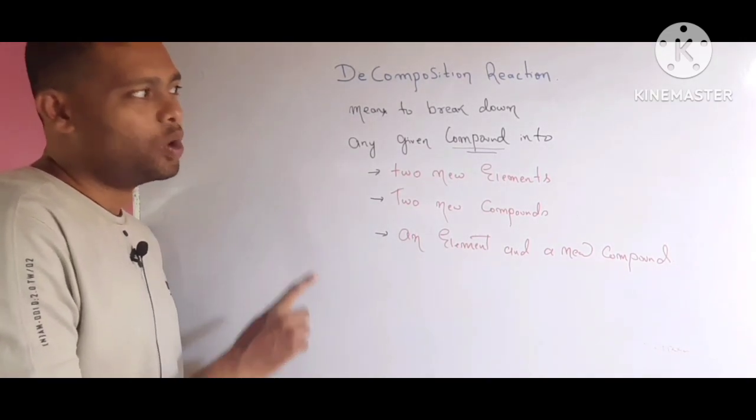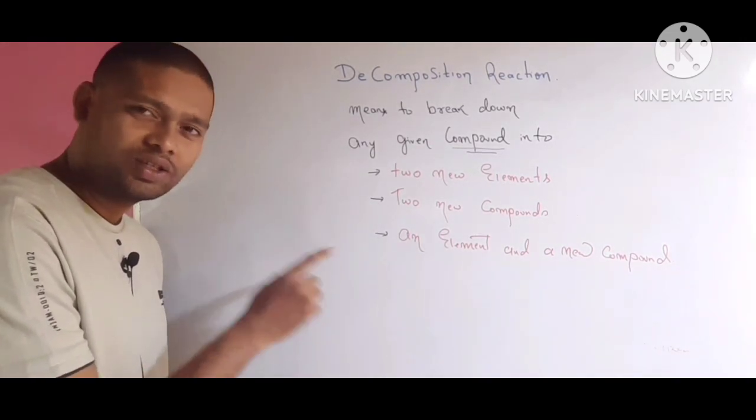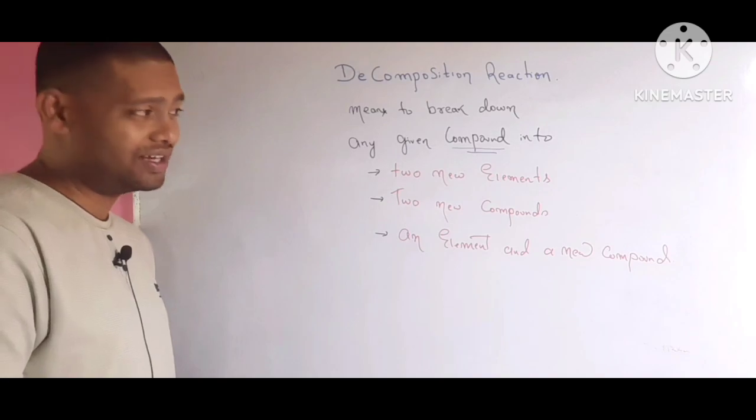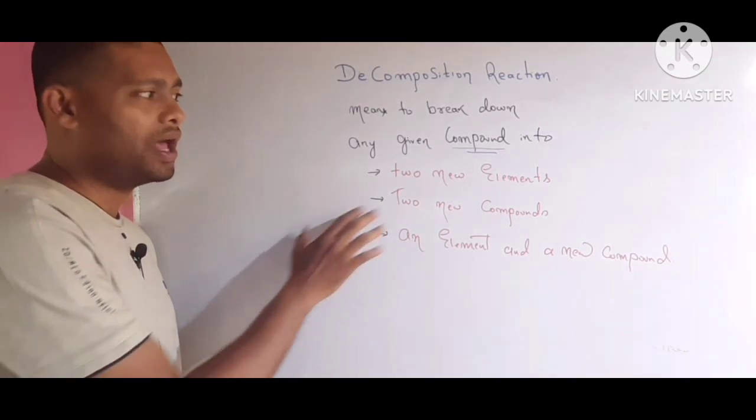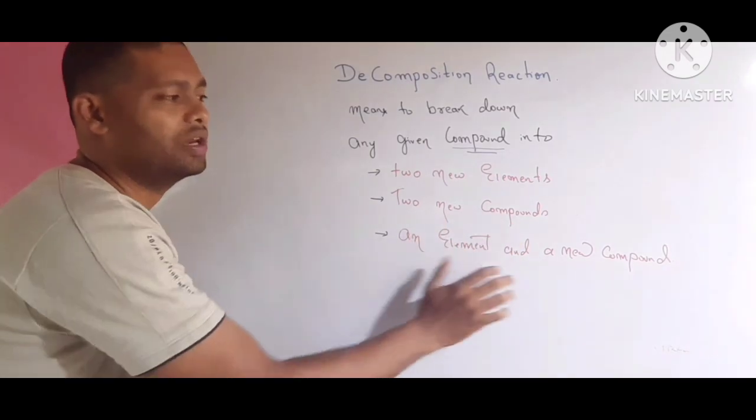So it is just the opposite of a synthesis or combination reaction, which I explained in the last class. Simply opposite of that one. We'll see with an example how it will give you elements, compounds, or an element and a compound.